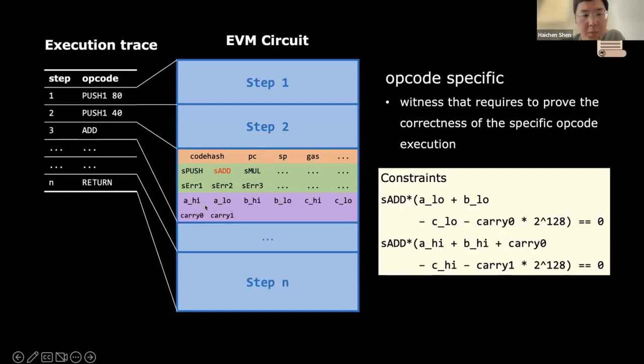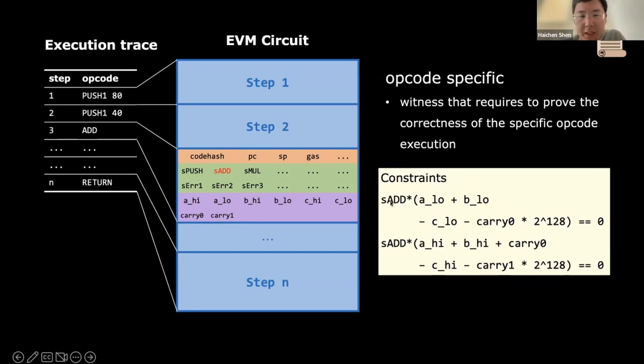And then you basically want to prove A plus B equal to C. And then you add 2 more cells to record the carries that overflow by adding the low part and adding the high part. So you have 2 auxiliary cells allocated specific to this add opcode. The constraint is also fairly simple.